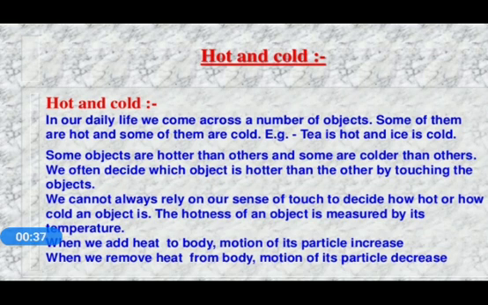Some objects are hotter than others and some are colder than others. We often decide which object is hotter than the other by touching the object, or you can say by the sense of touch. But we cannot always rely on our sense of touch to decide how hot or how cold an object is. The hotness of an object is measured by temperature.